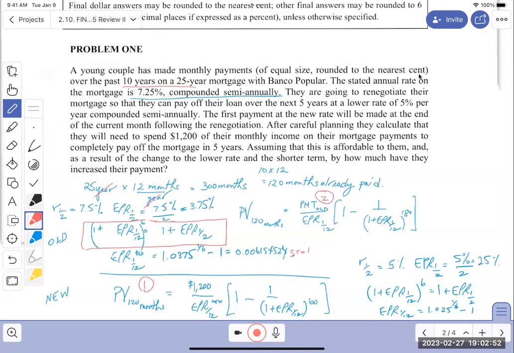And that's it. So this problem was really testing interest rate conversions. Like you had to do so many. 1, 2, 3, 4.